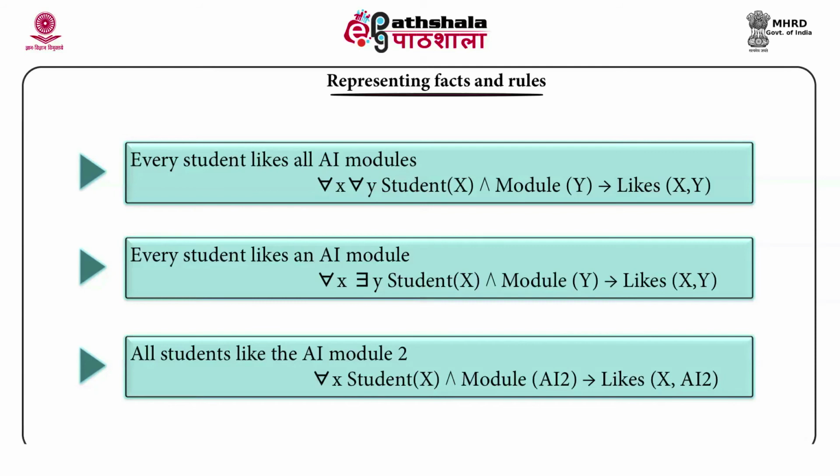Now, the statement is the same, the quantifier is different. Here, not every student likes all modules. Some student likes some module, another student likes some other module. It is different for different students. Okay, so you can see that there is an existential quantifier for y.